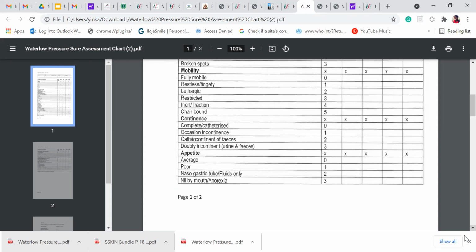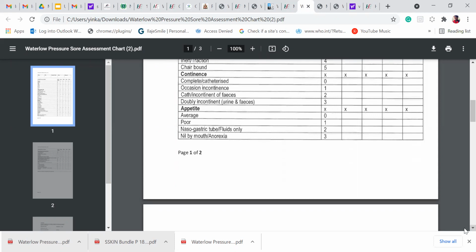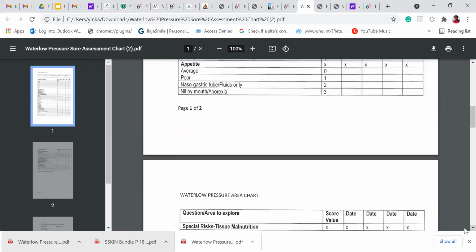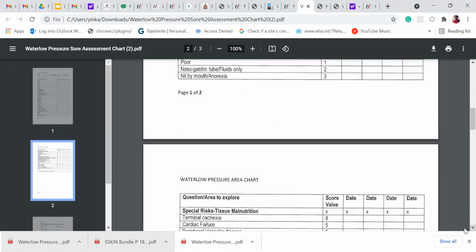Look at the appetite. What's the nutritional strength of the patient as well? You would put that into consideration. Usually we have the MUST score. We're still going to talk about the MUST, which is the Malnutrition Universal Screening Tool. This one is used to determine if a patient has poor intake or not, so you also need to score that. Patient appetite: average, poor, the patient on NG tube or nil by mouth, maybe nothing. So you score that as 3.